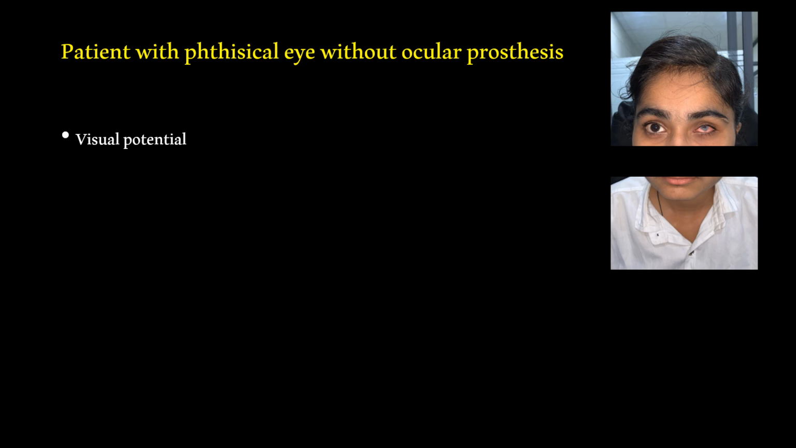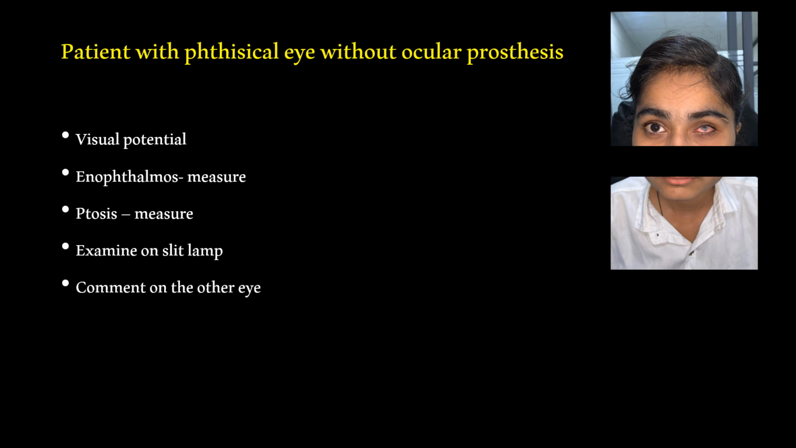So directly jumping onto the cosmetic part is not ideal. First you comment upon the visual potential of this eye, and you would like to assess different things like the retina of this patient. You can get a B scan done, get a CT scan done, or the history and all that we discussed. And eventually the examiner will not lead on directly to what lines of treatment he's going to test you. And when you do your measurements, examine on the slit lamp, they comment on the other eye, what was the initial injury, or what was the cause of the phthisical eye in this patient.